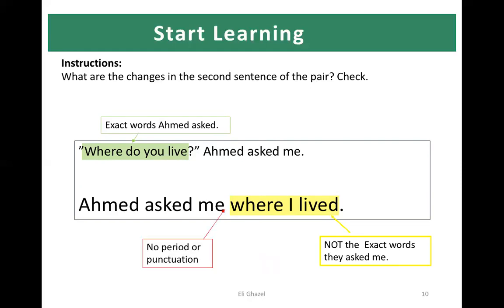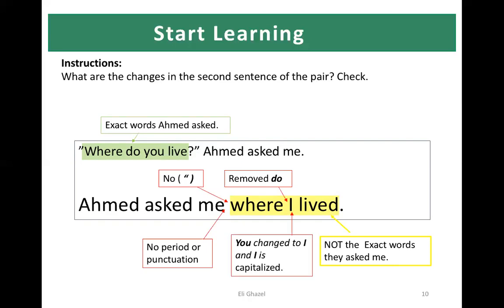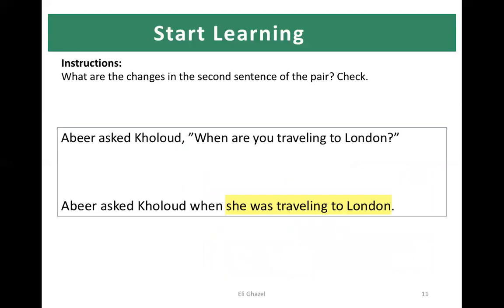So we notice no period or punctuation. We notice no quotation marks. We notice that we have removed the "do". We've noticed that the "you" has been changed to "I", and now it's capitalized. We've noticed that "live" has been changed to "lived". That's what the students should be doing right now. And of course, no quotation marks at the end.